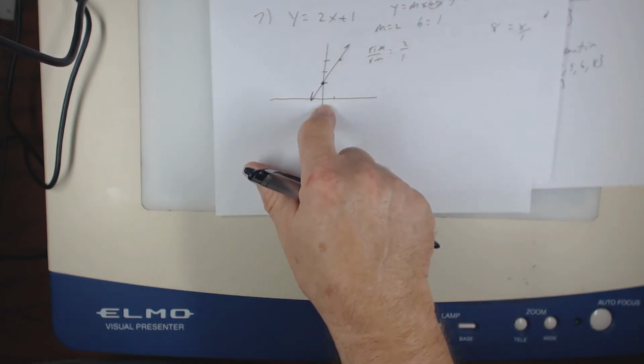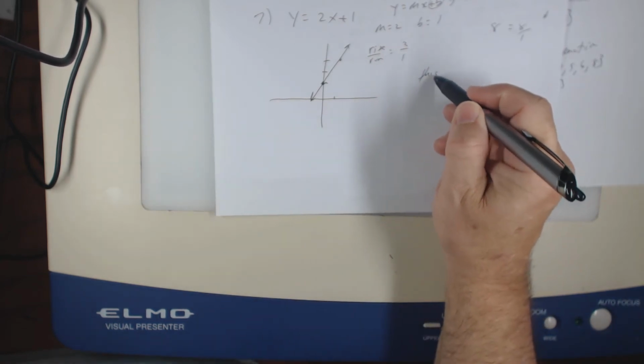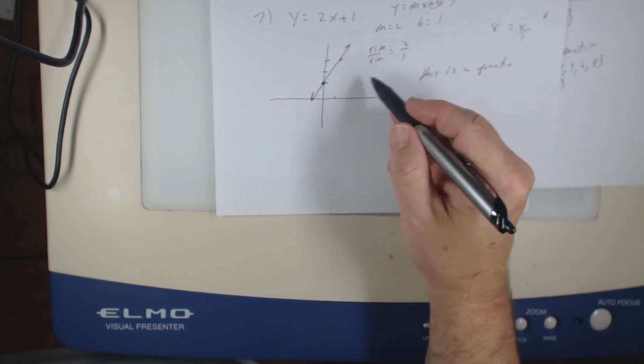So now that you know what the graph looks like, does it pass the vertical line test? Yes. So this is a function. Do you require a third point? No. But you should, because you could have messed this thing up, right?